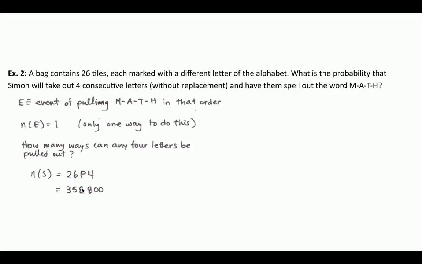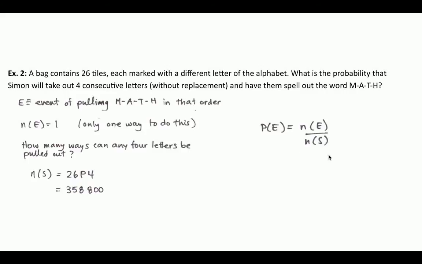What order they're in? We do care what order, because we're pulling them out first, then second, then third, then fourth. So really, we've got 4 spots, and instead of 1 times 1 times 1 times 1, we're going to do 26 times 25 times 24 times 23, or 26P4, and that's going to be the number in our sample space.